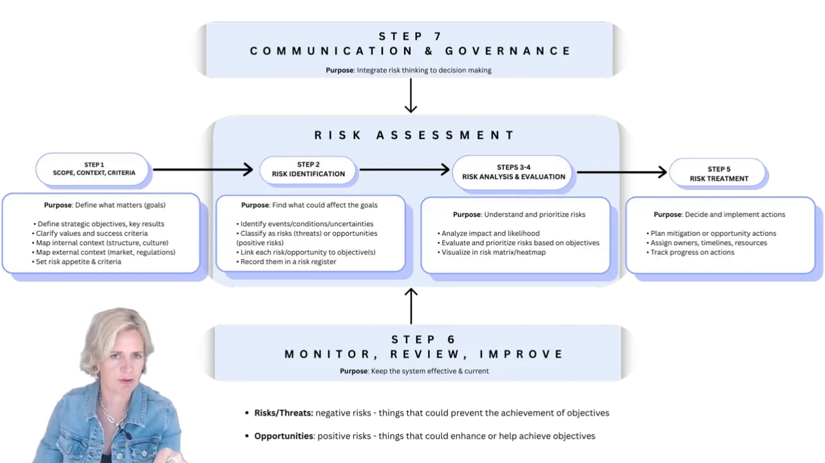You're collecting feedback about the process and reviewing the process itself to make sure that it is up to date and followed throughout the organization. And then the 7th step, integrating risk thinking into decision-making and governance.